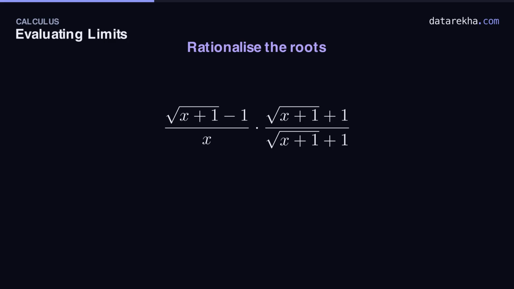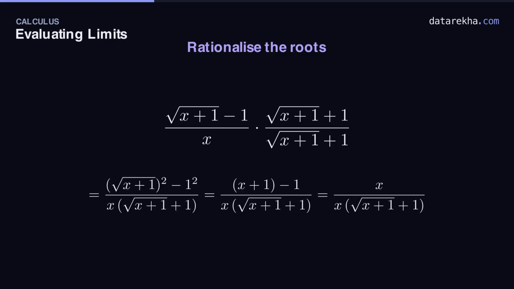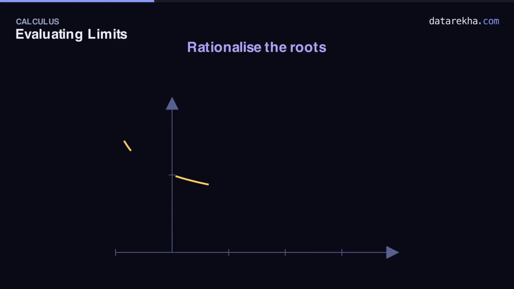That's multiplying by 1, so nothing changes. But watch the top. The top is now a difference of squares. Root x plus 1 squared minus 1 squared. The root disappears. That's x plus 1 minus 1, which is just x. And now the magic. There's an x on top and an x on the bottom. Cancel them and the trouble is gone. Substitute 0 at last. Root 1 is 1. So the denominator is 1 plus 1, 2. The limit is 1/2. And the picture confirms it. Undefined at 0, yet from both sides the curve homes in on 1/2. Exactly the value the algebra promised.